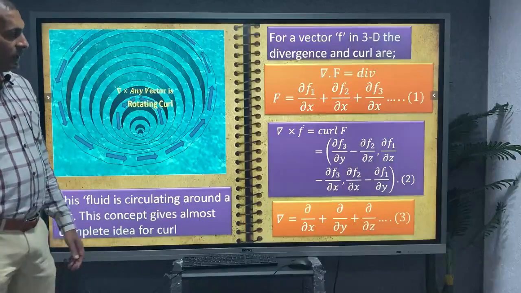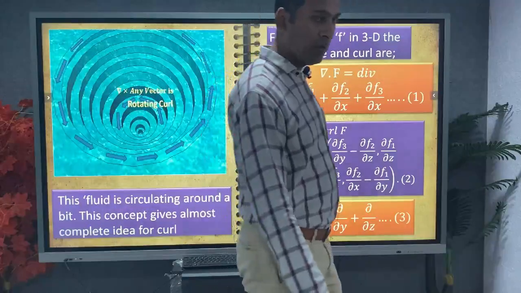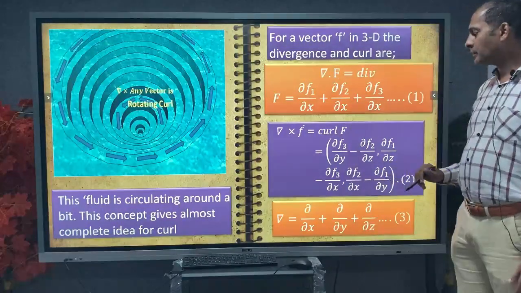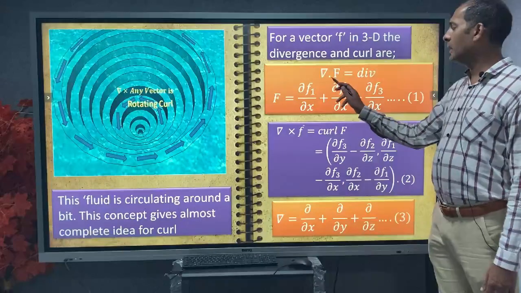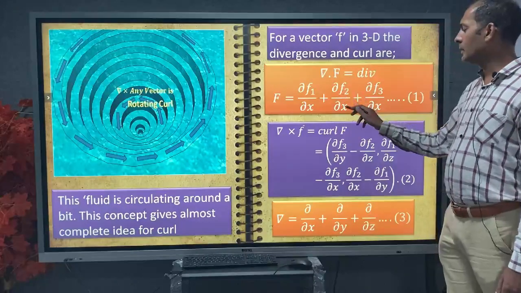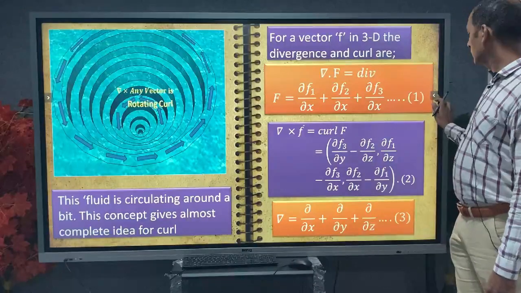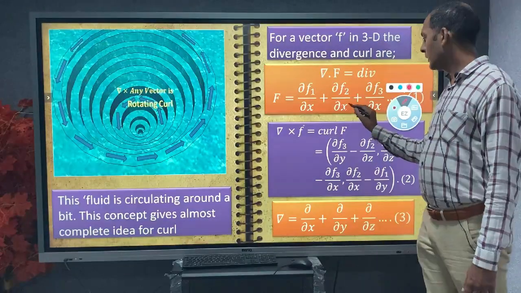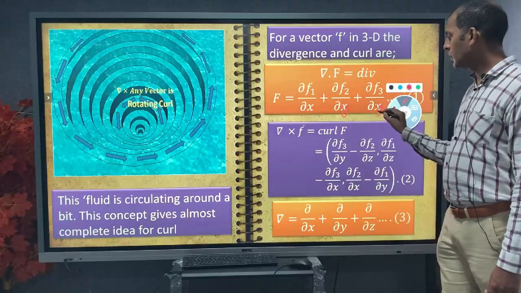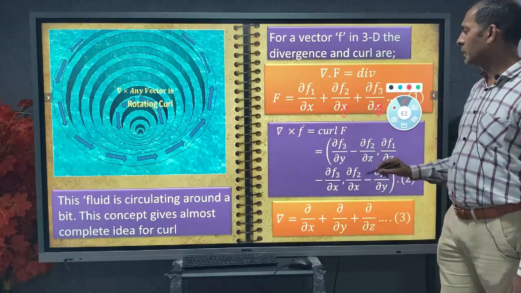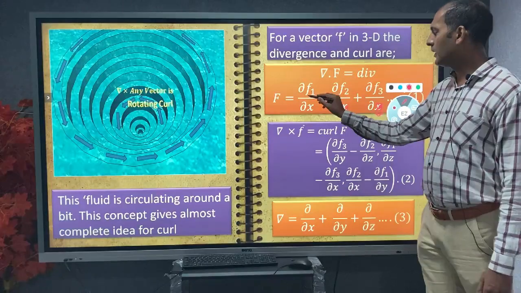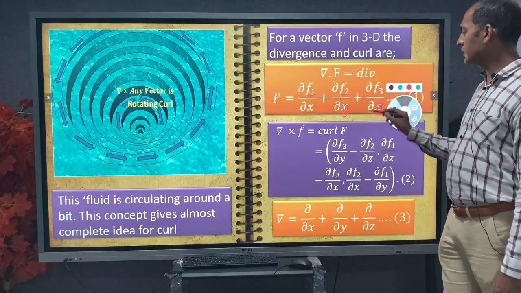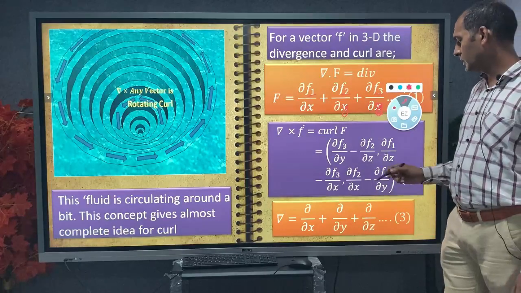So these curl expressions we can write in different forms. Suppose we have a force, say del dot F. So how do we write del? Del is dou by dou x, dou by dou y, and dou by dou z. The force F may have F1 in the x direction, F2 in the y direction, and F3 in the z direction.